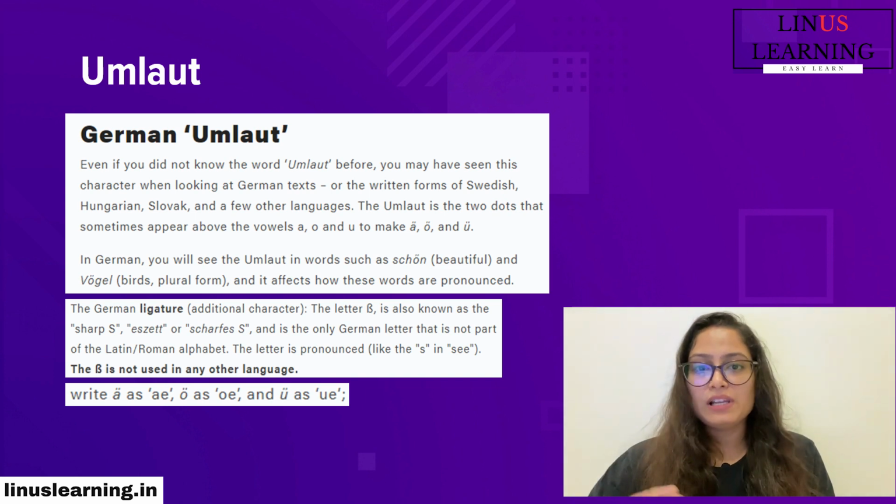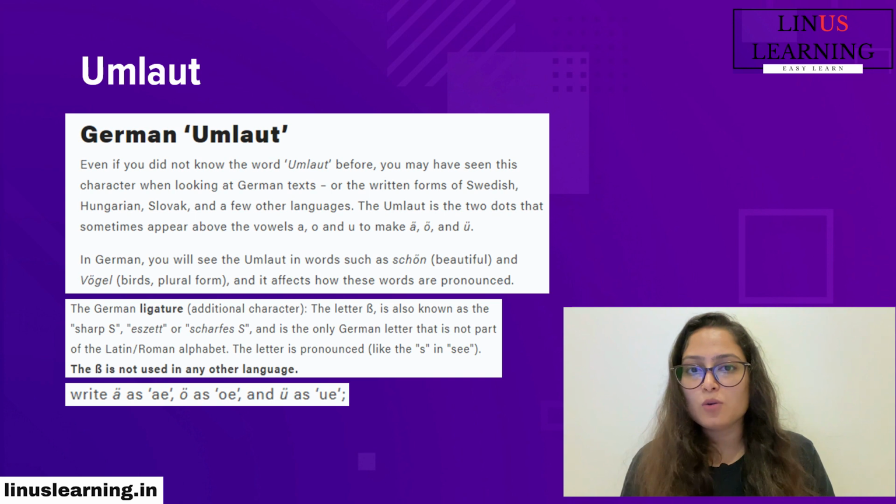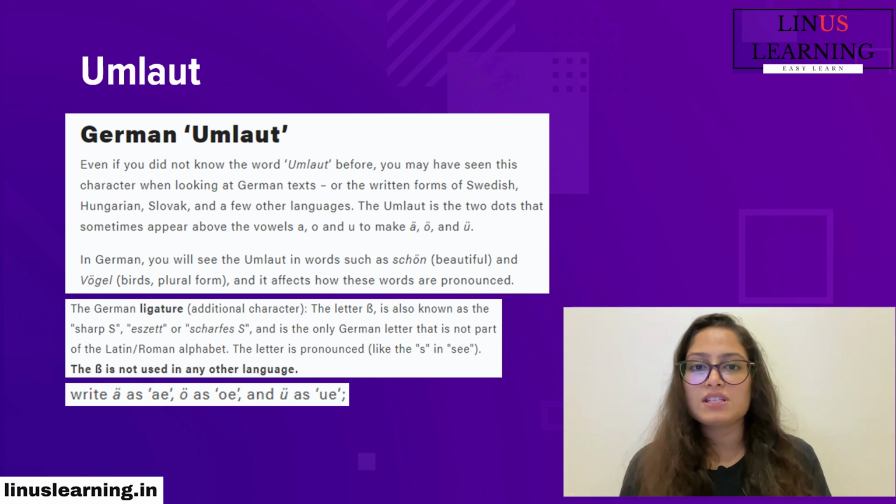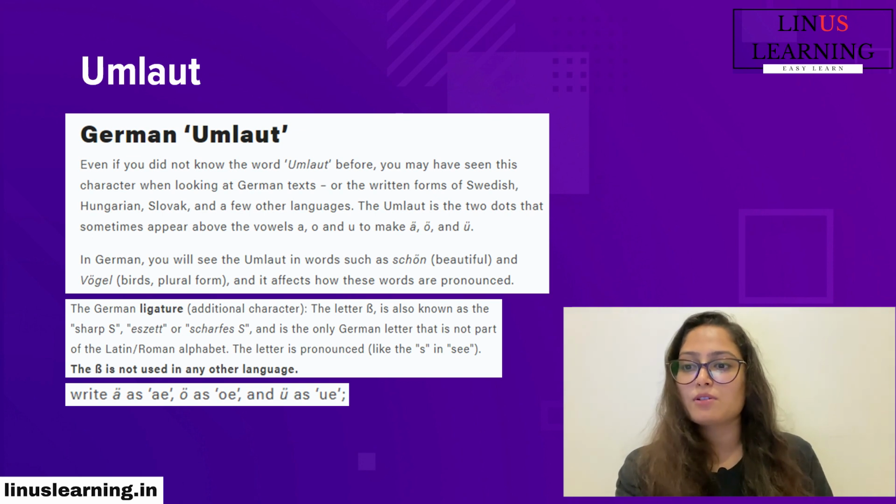The normal A is A, with umlaut it is Ä. Okay, normal O is O, with umlaut it is Ö. Normal U is U, with umlauts it is Ü. Okay, we'll look at it in detail and see some examples also.